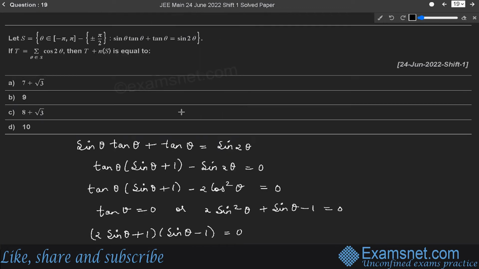But here you can see that in the options, we have asked T plus n(S). T is equal to 4 and n(S) is equal to 5. So 4 plus 5 will be equal to 9. Hence, the correct option is option number B here.